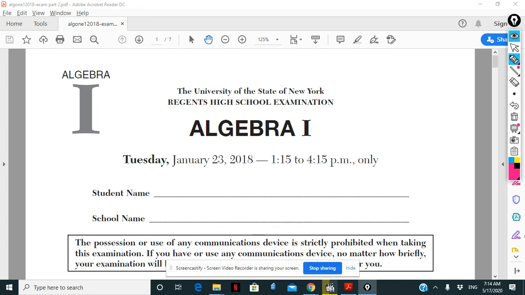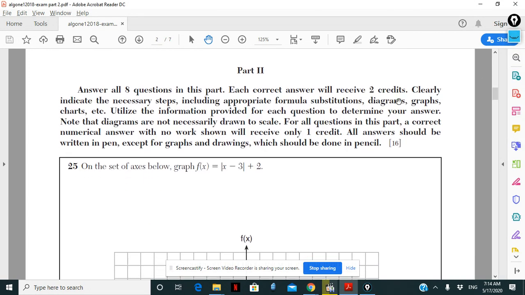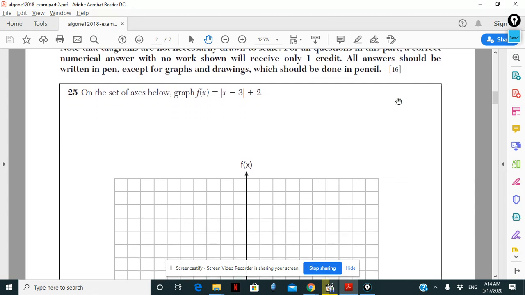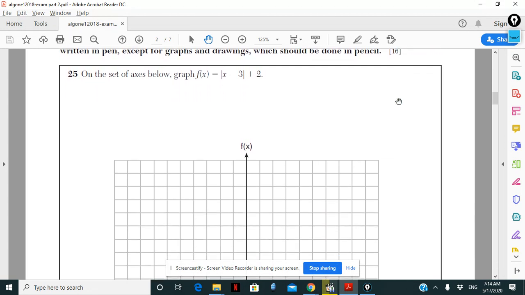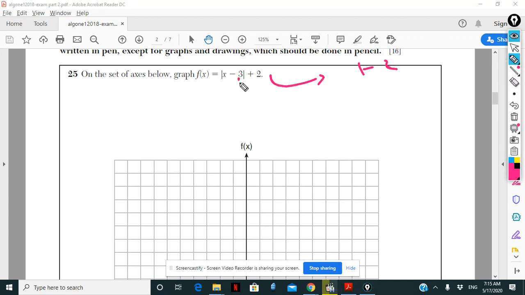We are now in part 2. First question: on the set of axes below, graph the function f(x) equals the absolute value of x minus 3, plus 2. The first step is to determine where the vertex of the absolute value equation is. So the vertex is going to be positive 3 and positive 2.